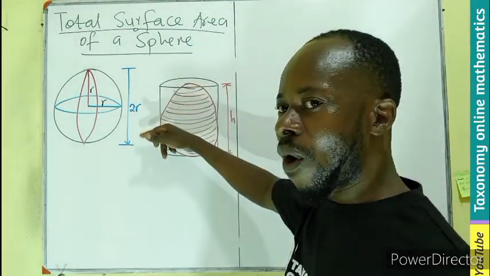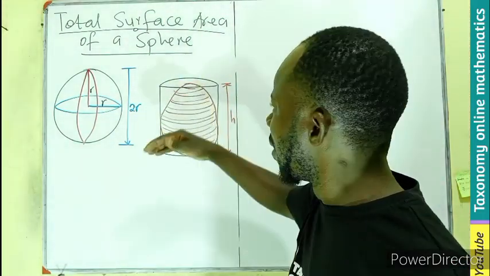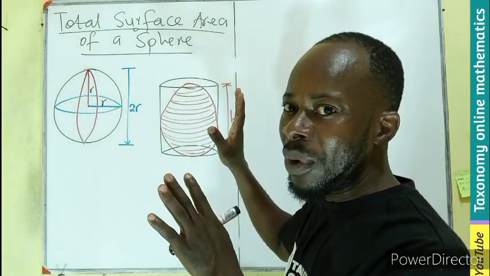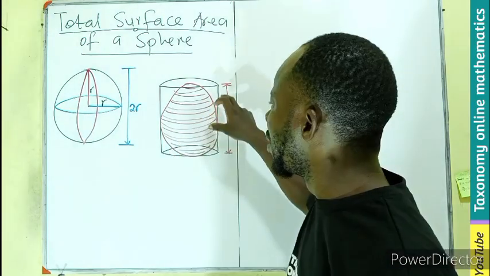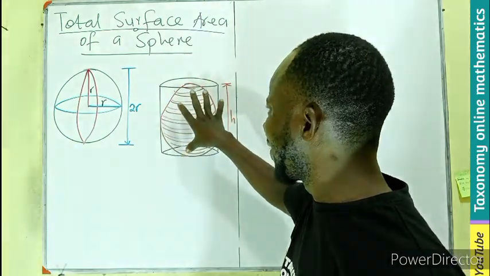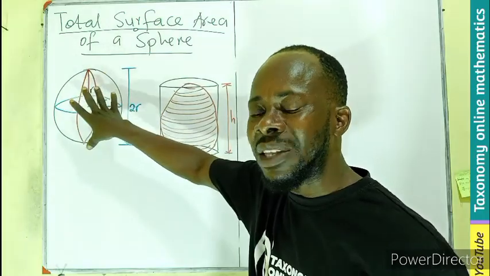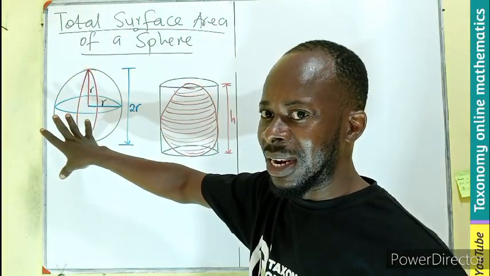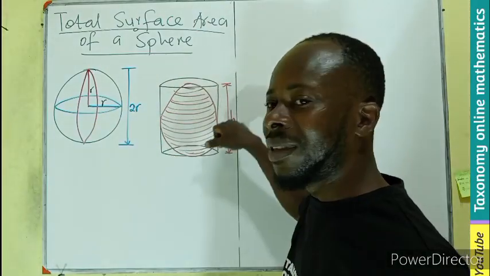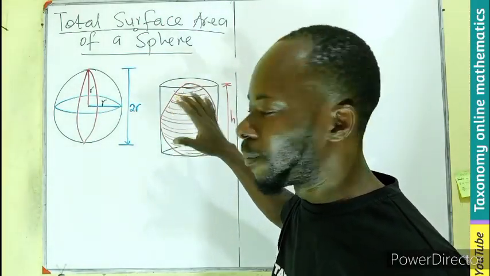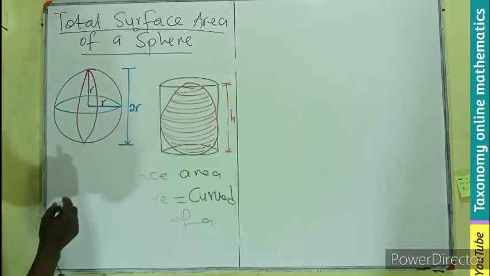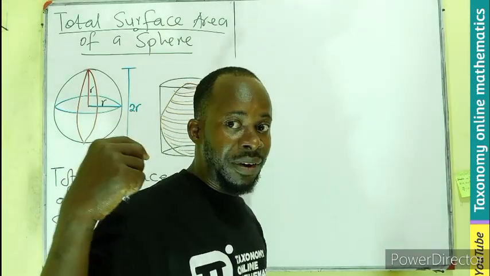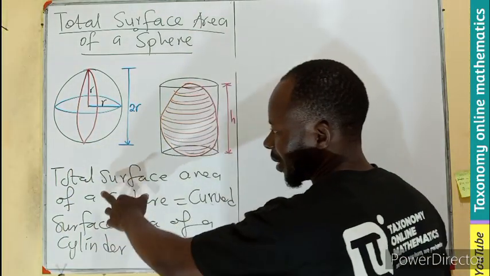The curved surface area of a cylinder is different from the total because of the openings. In this case, the two openings are taken away. So now we are only referring to the curved surface area. And this curved surface area is the same as that of the cylinder. So let's take it this way. The curved surface area of the cylinder is the same as that of the total surface area of our sphere.